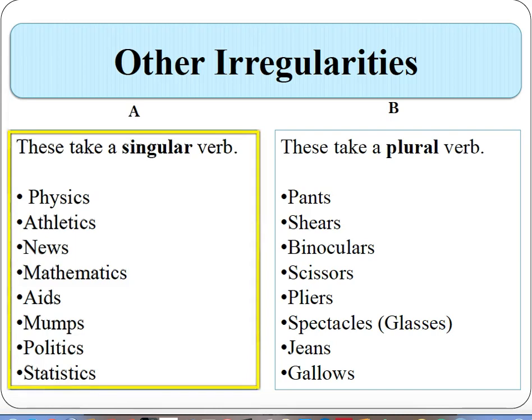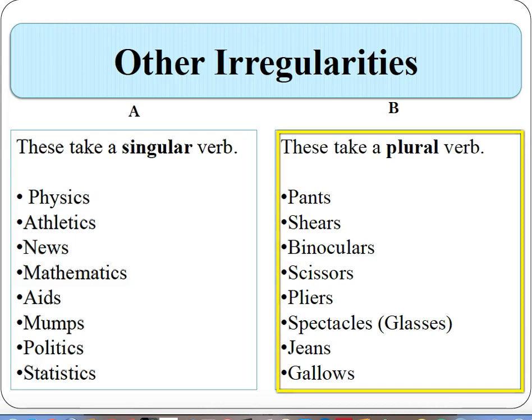Column A lists words that have a plural form but take a singular verb. Column B lists words that have a plural form, refer to one object, and take a plural verb.